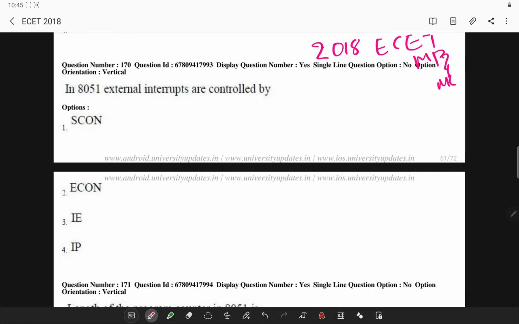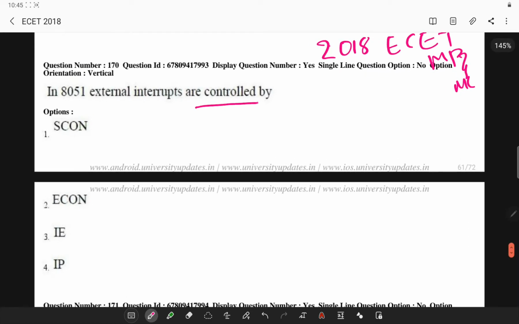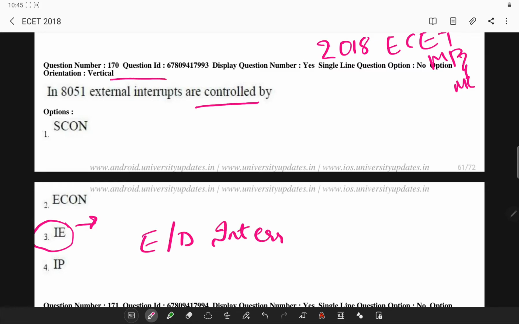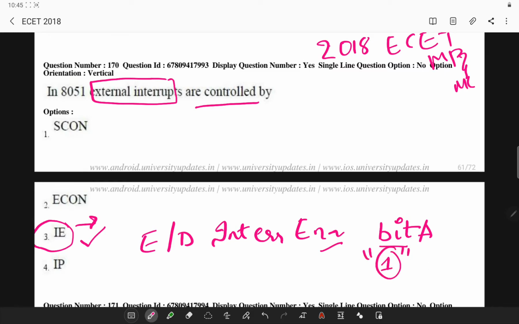So in 8051, external interrupts are controlled by, basically, the interrupt enable register. This register is responsible for enabling and disabling the interrupts. So the external interrupts are controlled by the interrupt enable register. Remember, it is a bit addressable register in which EA must be set to 1 for enabling the interrupts.